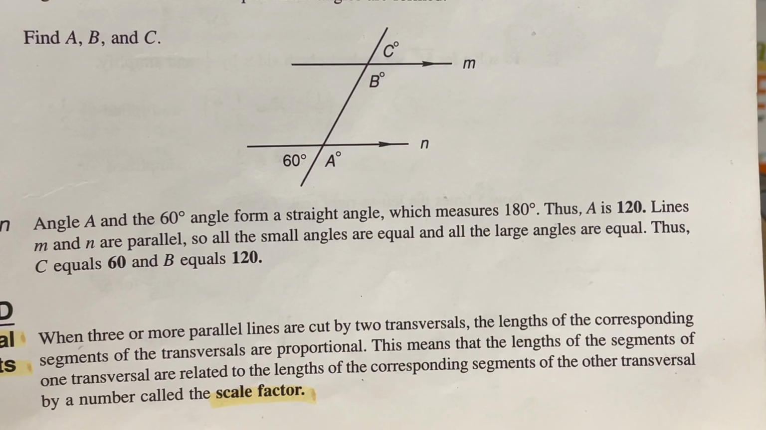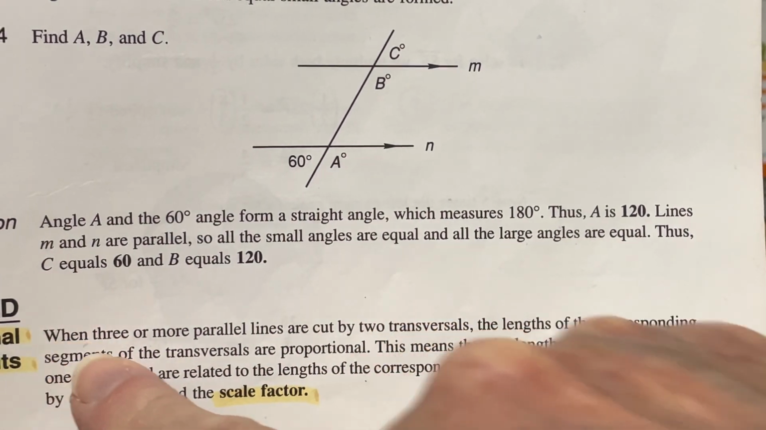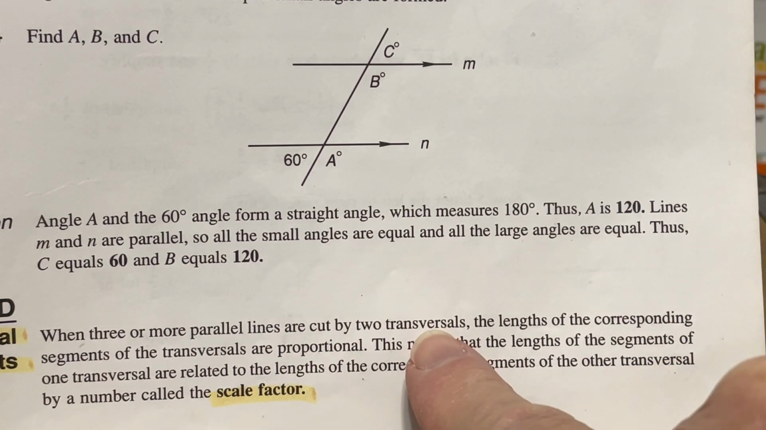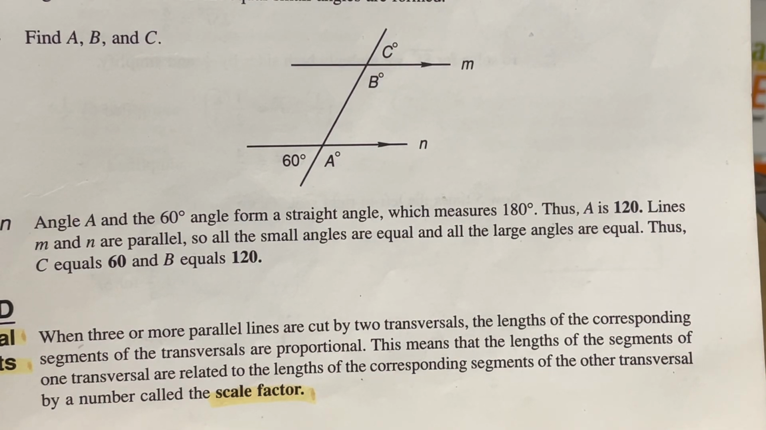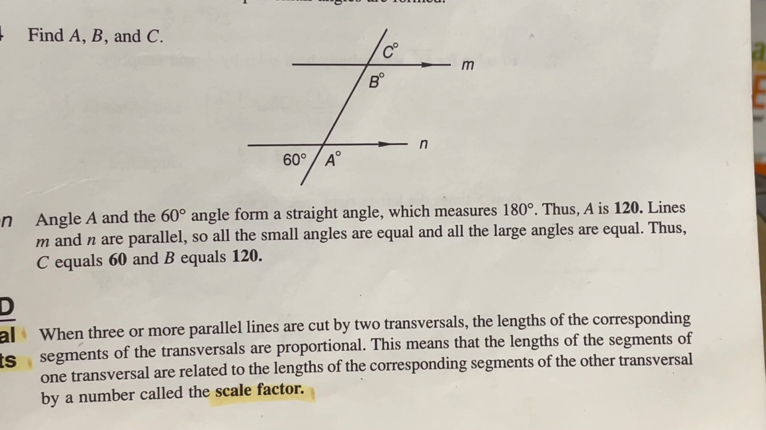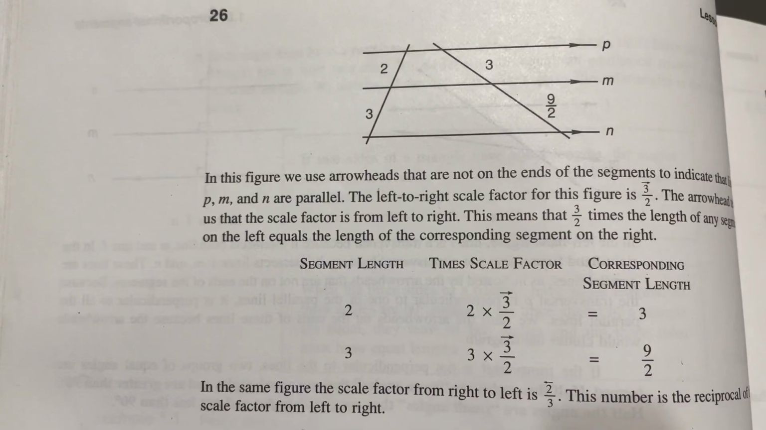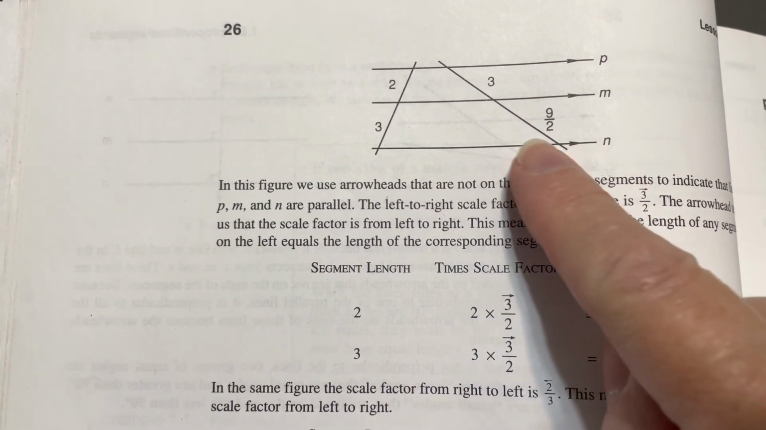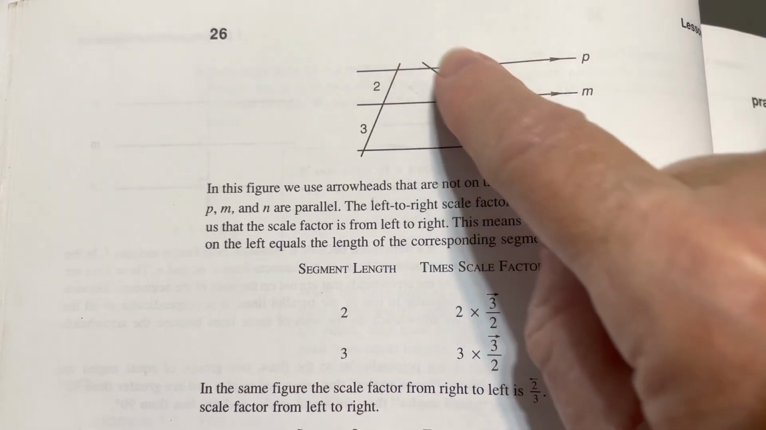Okay, so here on proportional segments, it gives us a very important rule right here at the beginning. When three or more parallel lines are cut by two transversals, the lengths of the corresponding segments of the transversals are proportionate. This means that the lengths of the segments of one transversal are related to the lengths of the corresponding segments of the other transversal by a number called a scale factor. So let's see a picture of this. Okay, so here is a picture that is three parallel lines and two transversals.